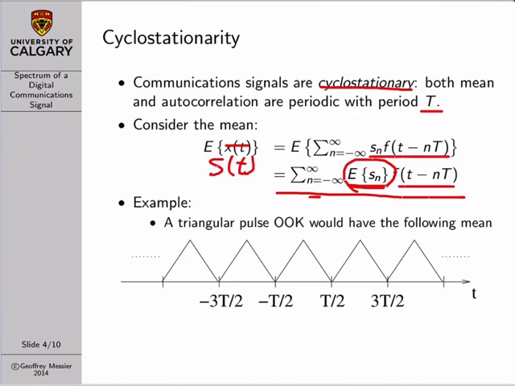And so the expected value of this triangular pulse on-off keying scheme would just have a mean that looks like this. Now clearly this mean is not constant, right? So we can't say that this signal is wide sense stationary. But because it does repeat, it is, again, what we call a cyclostationary signal.